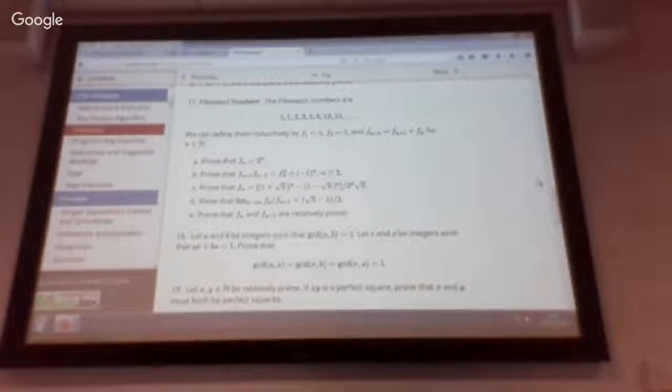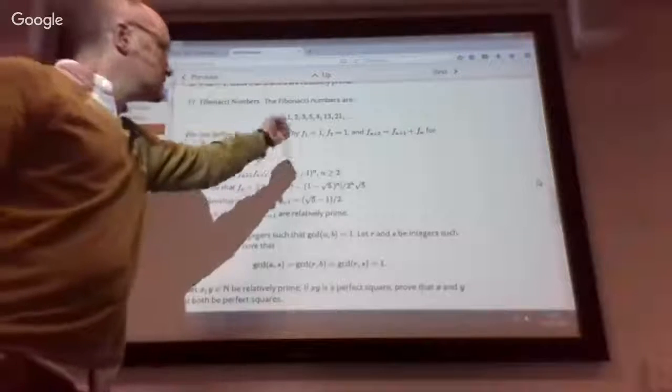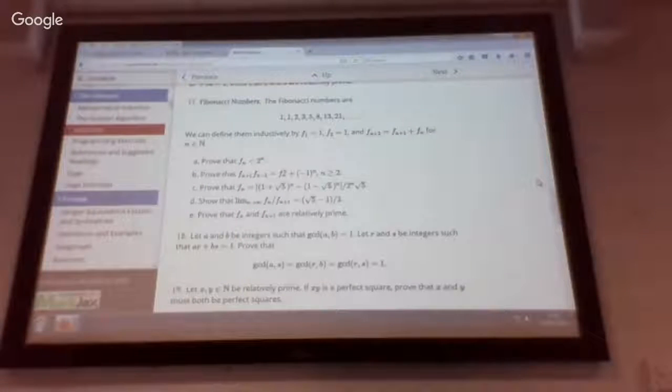So this question 17 on the Fibonacci numbers of the integers chapter, it's leading you through some basic results about the Fibonacci sequence. So the Fibonacci sequence, of course, begins 1, 1, and thereafter each term is the sum of the previous two. And all these facts here basically come out of using induction.